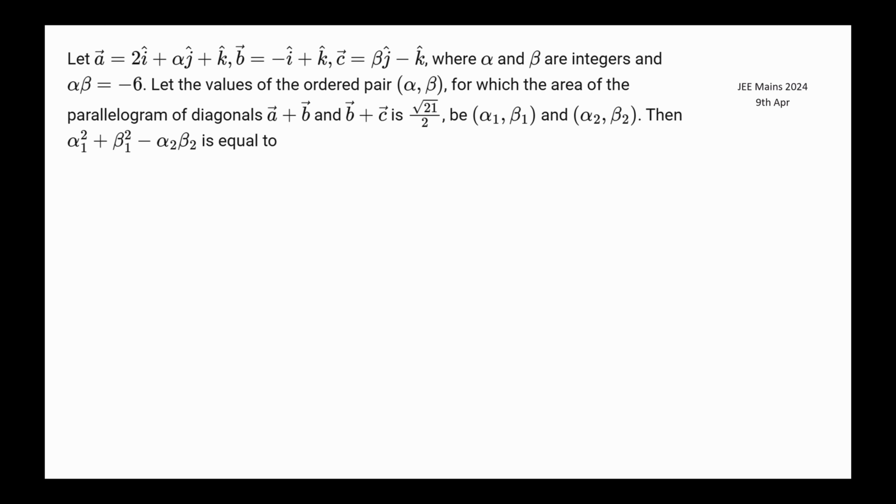Now let's look at the first question. What has been given here? Let A vector equal this, B equal this, C equal this, where alpha and beta are integers and alpha beta is equal to minus 6.